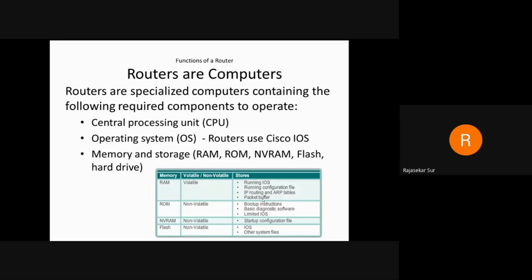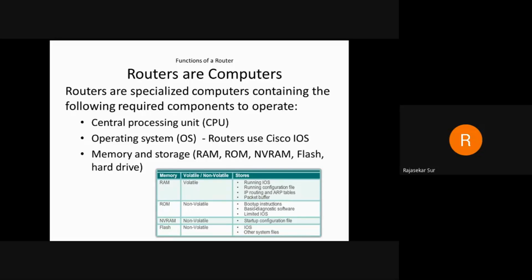Buffer means temporary data. So here, only the temporary data will be saved. But in the ROM, everything is permanent. You can even access it after, tomorrow or the day after tomorrow. So the permanent data will be available in all these places. Okay, so you can see boot up instruction.